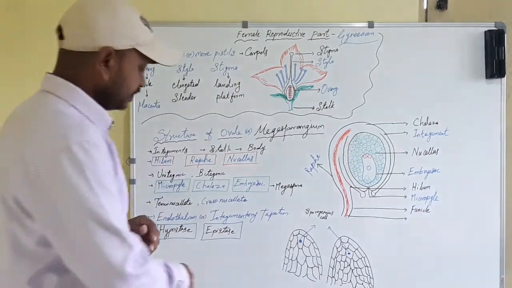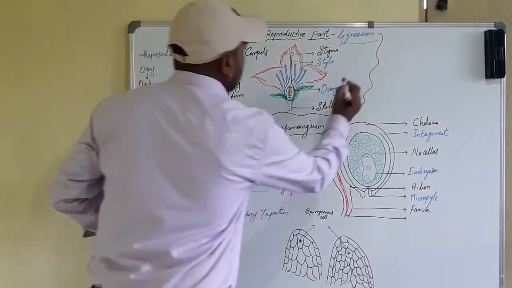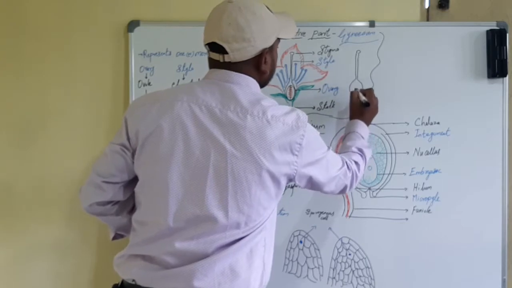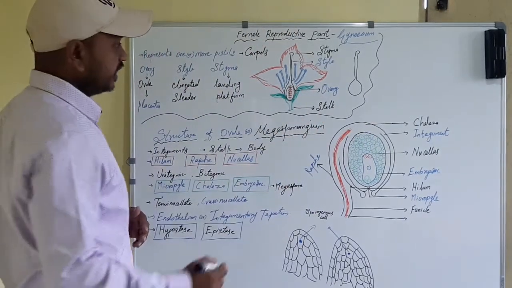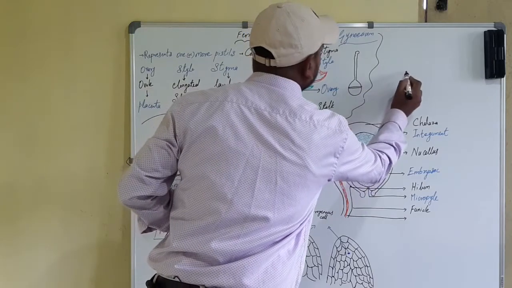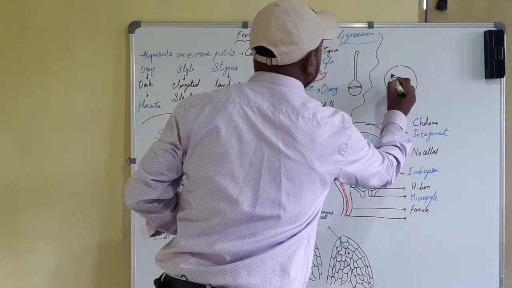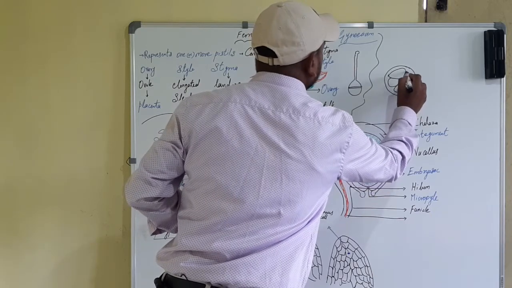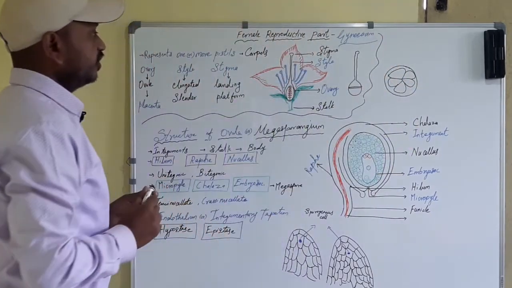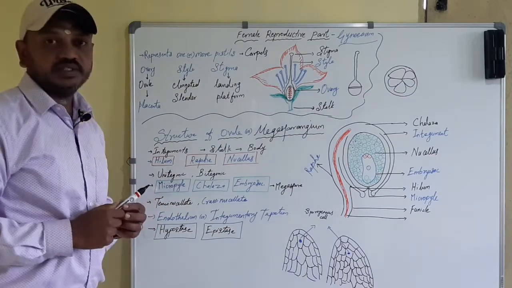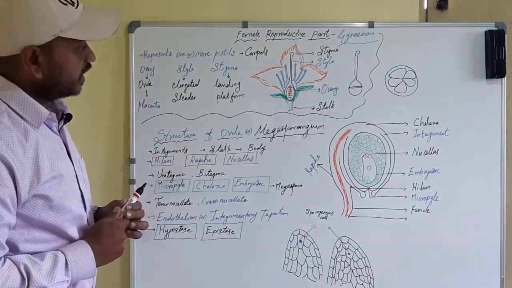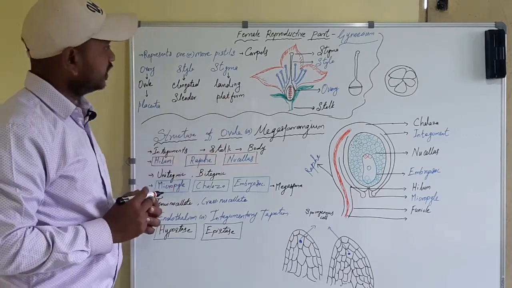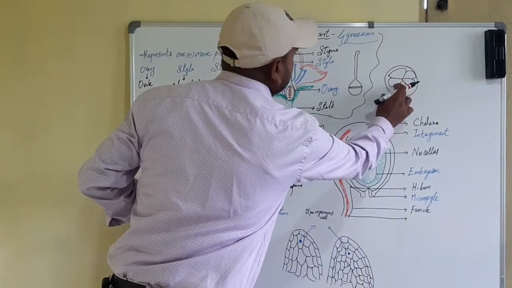What is a carpel? This is an ovary. When we take a TS of the ovary, here it shows 5 locules, pentalocular. It may possess 3 locules, a single locule, or 4 locules. Based on the flower, it possesses different types of locules. This is a locule.